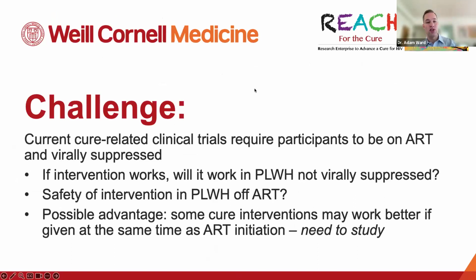So a challenge in regards to antiretroviral therapy access is that current cure-related clinical trials require participants to be on therapy and virally suppressed. So those are current trials. Again, these are phase 1 trials. Phase 2, they have to assess safety. They generally, I believe, all require viral suppression. So the question then is, if this intervention works in the trial, will it work in people living with HIV who are not virally suppressed? Are the results from this trial generalizable to other people living with HIV? And then also, what's the safety of the intervention in people living with HIV who are not on therapy?